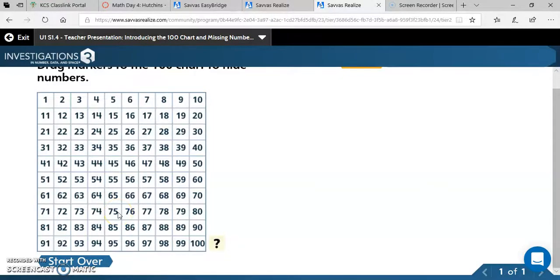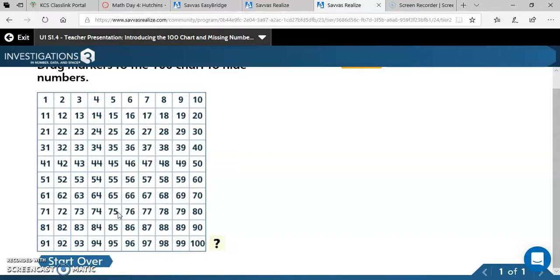Hi, this is Miss Hutchins, and today we're going to be talking about something called a 100's chart. Have you ever seen this before? The 100's chart is another tool we will be using in math this year.